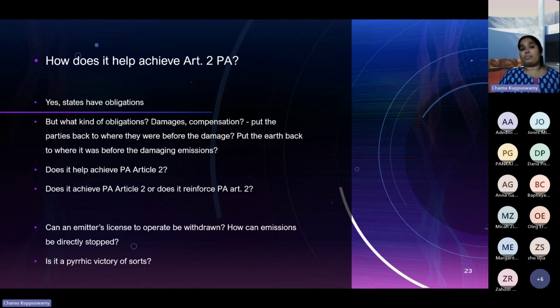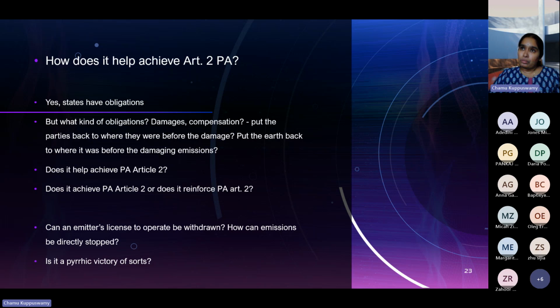Or are we saying the earth has to be put back to where it was before the damaging emissions, right? So rather than saying, well, you just implement your climate policy, should the courts take one more step further, or go beyond that to say you have to make sure you're putting the earth in the place where it was? So the 1990 levels, you've got to go to that, right? Rather than saying just implement your policy, because that makes a difference. So does it help achieve Paris Agreement Article 2? Or are the types of relief that are being given by the courts only reinforcing what is already said in Article 2? Yeah, because there's a difference.